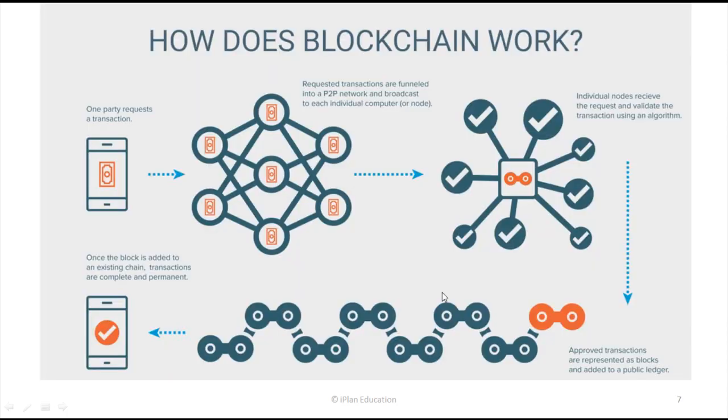So how does it actually work? Let's suppose one party requests a transaction. The request is sent to the peer-to-peer network of the blockchain, and each individual computer or node will verify it. Individual nodes receive the request and validate the transaction using an algorithm. Basically, there's a cryptographic puzzle. They solve it and they see the history of the block, whether it is linked or not.